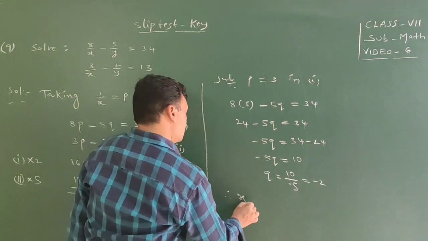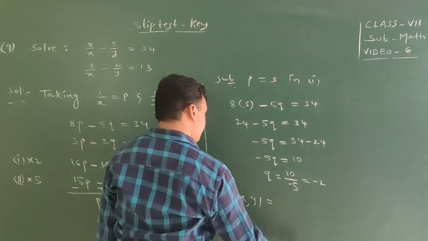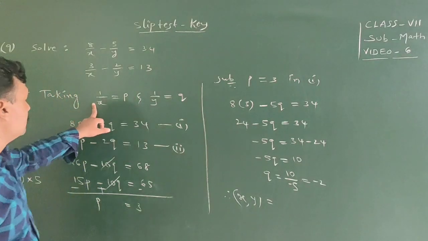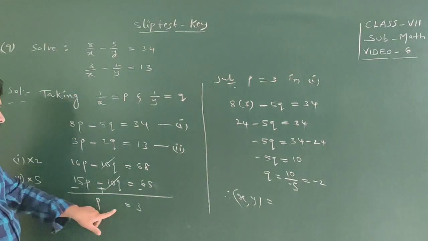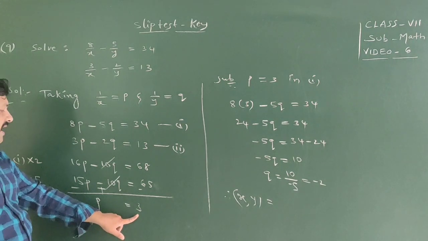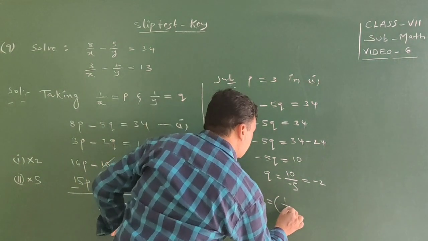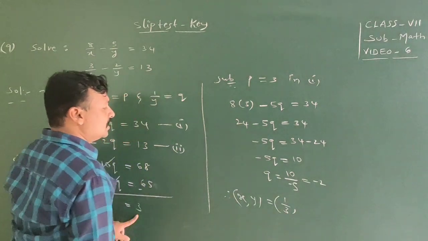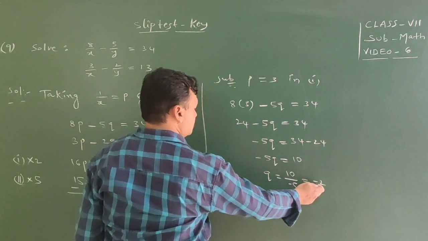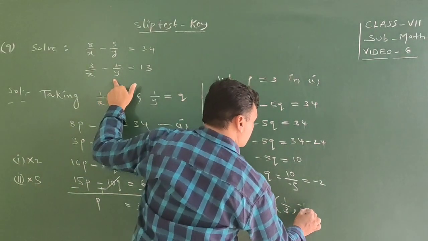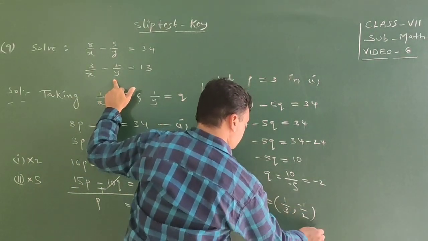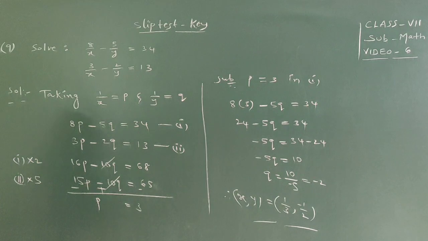Therefore, x comma y, 1 by x equal to p, 1 by p equal to x. So, p is 3. Required answer is 1 by 3. Q is minus 2, but the required y is minus 1 by 2. Most important.